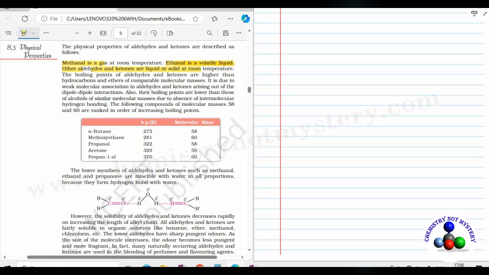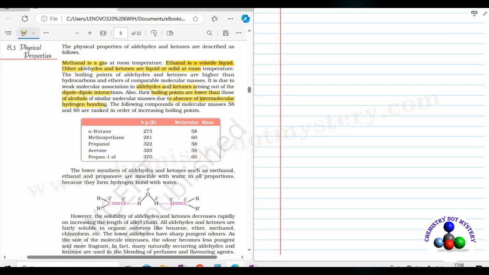The boiling point of aldehyde and ketones are higher than that of hydrocarbon and ether of comparable molecular mass. It is due to weak molecular association in aldehyde or ketone, arising out of dipole-dipole interaction. So in aldehyde and ketone, there is dipole-dipole interaction. Also, their boiling points are lower than those of alcohols of similar molecular masses due to absence of intermolecular hydrogen bonding. So in aldehyde and ketone, there is absence of intermolecular hydrogen bonding. That's why their boiling point is less than that of alcohols.